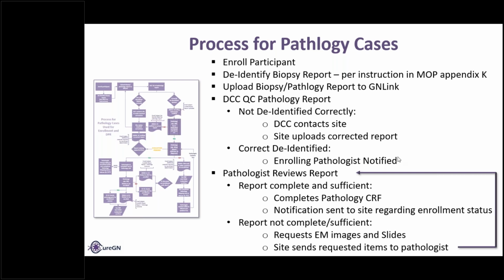If it is correct, then we send it on to the enrolling pathologist, and the pathologist reviews the report. If it's complete and sufficient, they complete the pathology CRF, which sends a notification to you regarding the enrollment status, letting you know if they're eligible or not. Now, if the report's not complete and sufficient, the pathologist will request the EM images and slides, and so you will send those to them, and then it goes back to where the pathologist reviews the report. And this has more information in it, so you'll have to take a look once we get it uploaded.